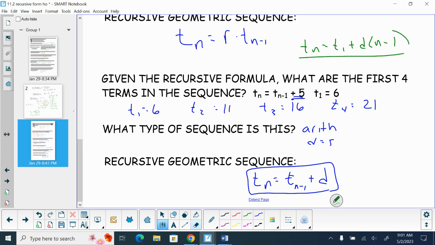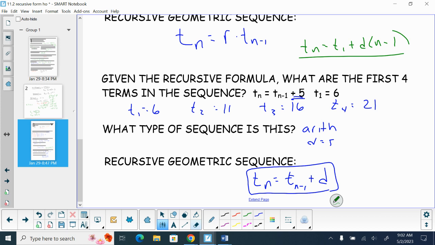But let's go to problem number 3. Now I give you a recursive formula, and I want you to find the 301st term. Well, I have Tn is equal to Tn minus 1 plus 7. I know I have to add 7 to my previous term to get to my next term, but how do I find that 301st term?